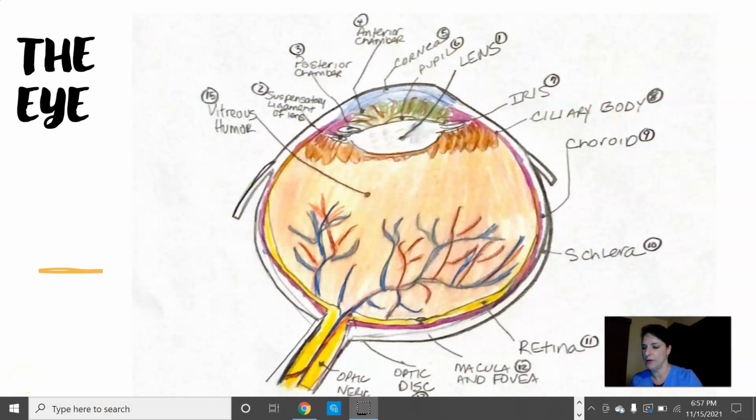I'm going to cover main structures, functions, and diseases of the eye. So as you see in the picture that's provided, the eyeball is not exactly a sphere, despite its appearance. There are two parts of the eye called the anterior segment and the posterior segment.